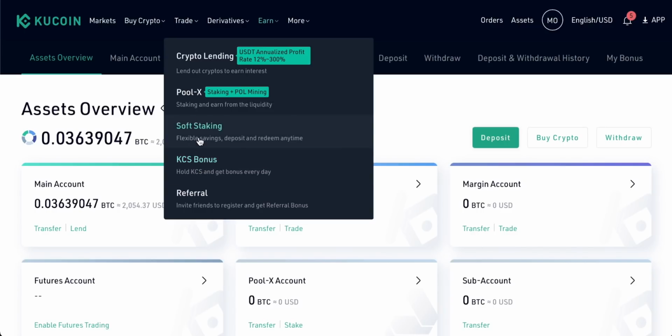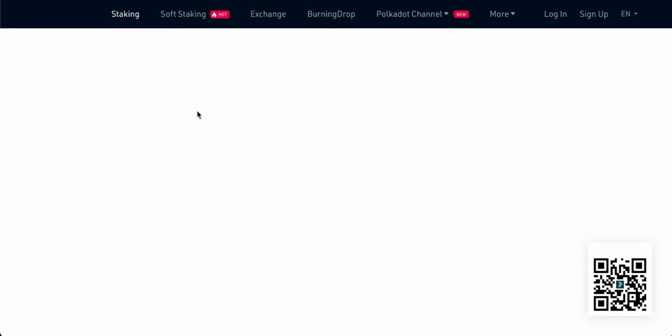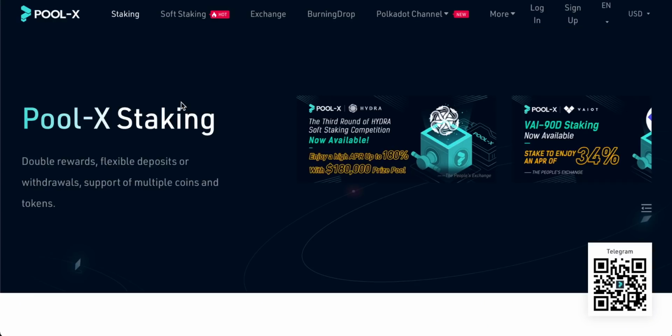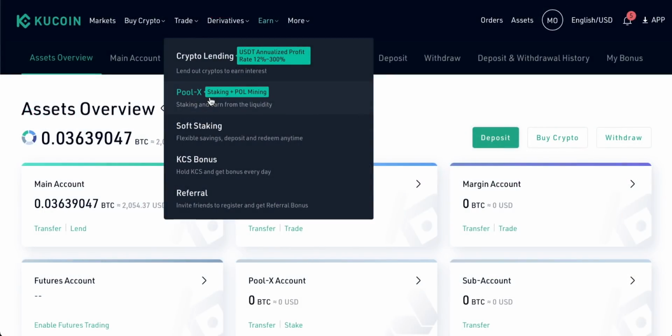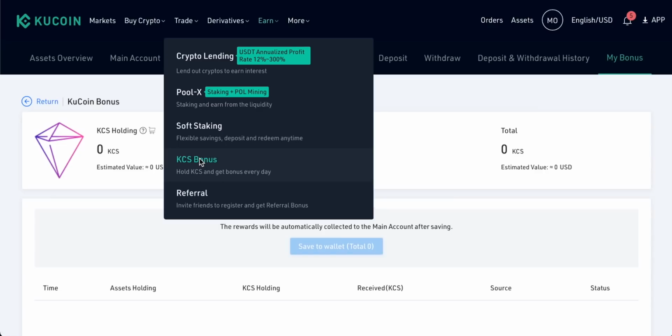KuCoin also does have soft staking and PoolX, and these are staking platforms. PoolX is actually a completely different website. So if I click on that, it will take you through to PoolX. Now this is owned and operated by KuCoin, but it's actually a different website and a different brand. But if you do have the KuCoin app, it will be within the KuCoin app for you. For right now though, let's touch on KCS Bonus before we get into crypto lending. So we'll click on KCS Bonus.